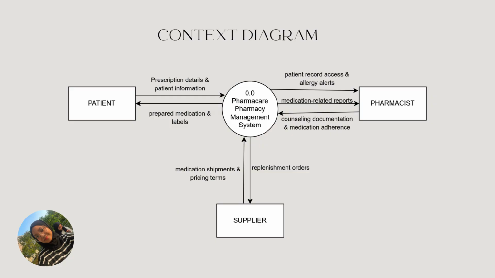Finally, looking at the supplier entity at the bottom, the system monitors inventory and automatically dispatches replenishment orders when items are running low. In response, the supplier provides medication shipments and pricing terms.